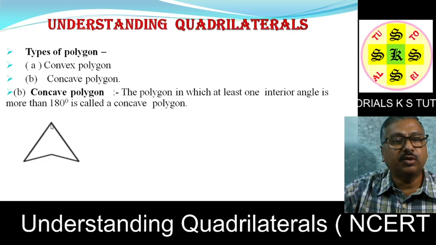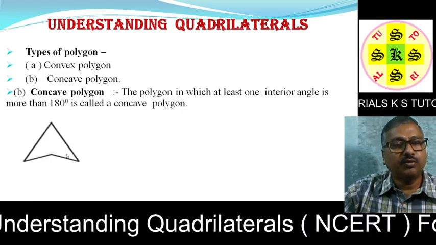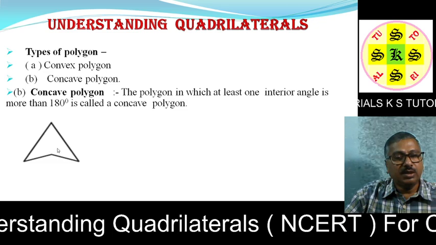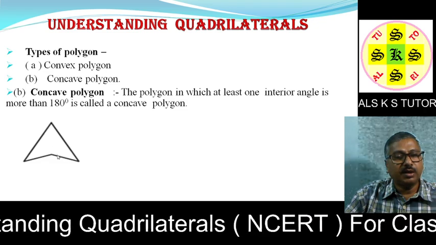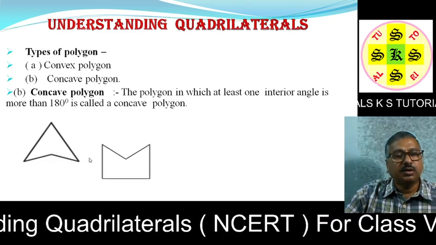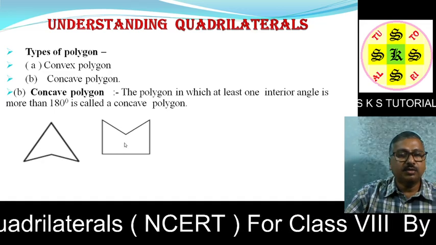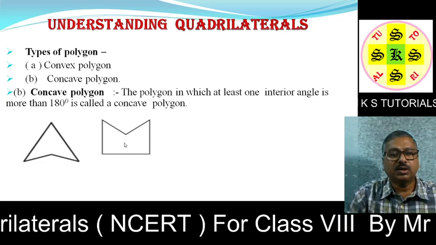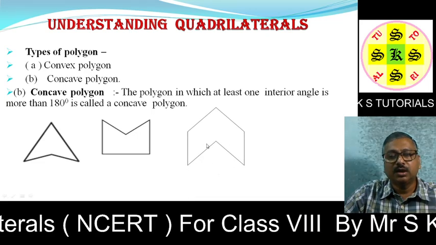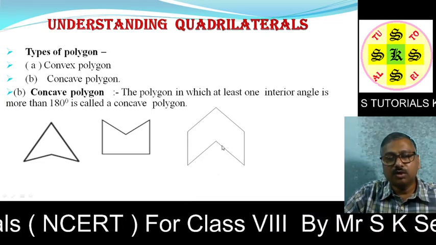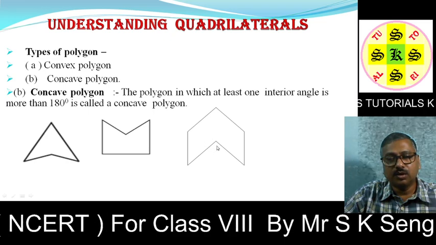Now see this polygon. This is made up of four line segments. Now this interior angle is more than 180 degrees. Now see this polygon, this interior angle is more than 180 degrees. So these are concave polygons. Now see this interior angle is more than 180 degrees. So these all are concave polygons.